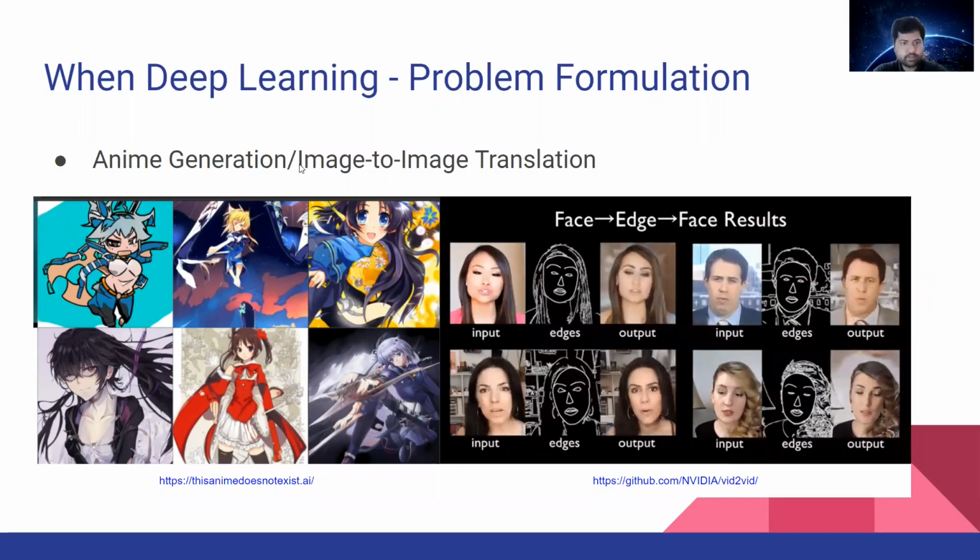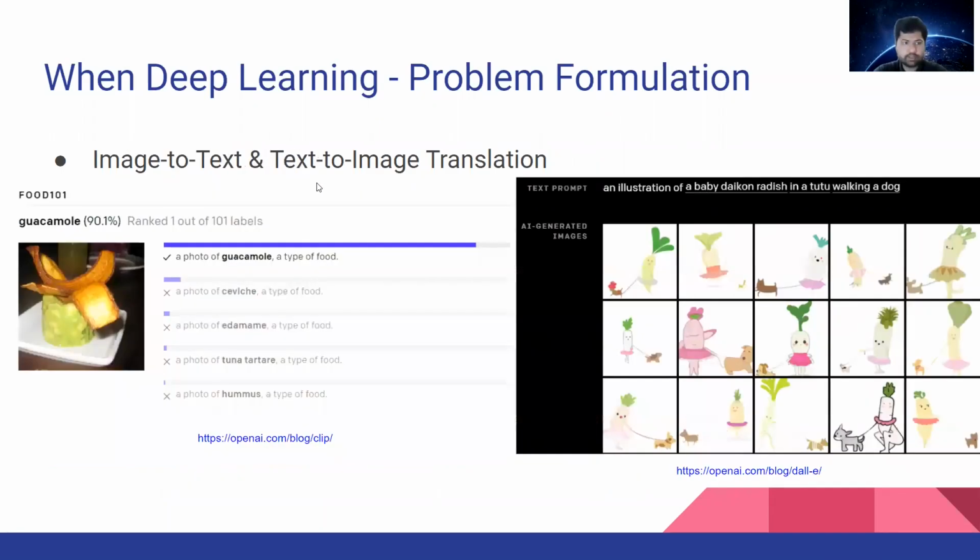Another very powerful application is image to text and text to image generation. On the left, you can see an image and the model generates a text description of that image. And on the right, you can see a model that takes a text description as input and generates images which are accurate compared to their text description.